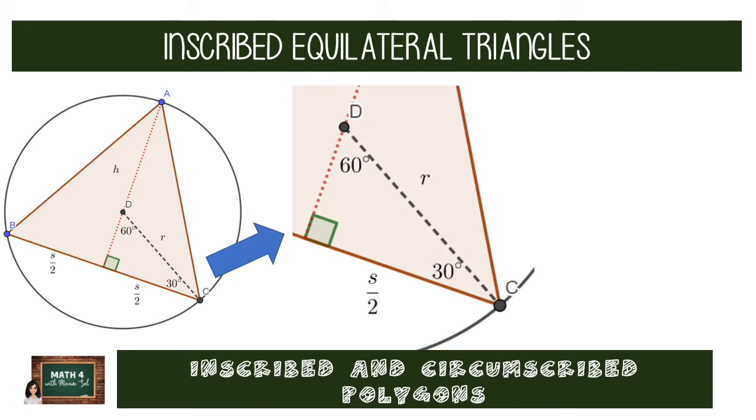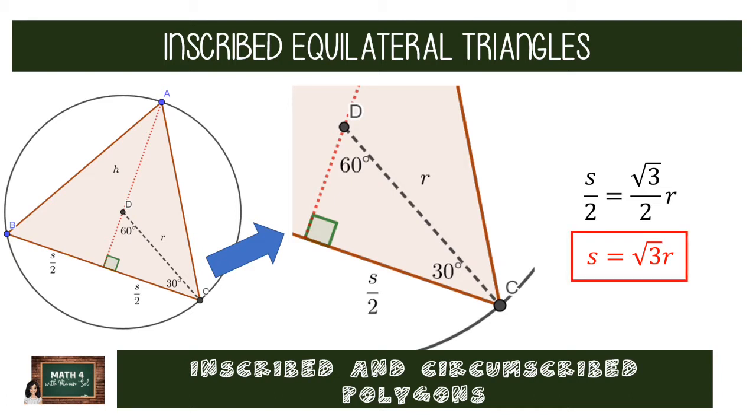As a property of a 30, 60, 90 triangle, we know that the side opposite the 60-degree angle is square root of 3 over 2 times the hypotenuse. In our case, that side is s over 2, so it must be equal to square root of 3 over 2 times the hypotenuse r. Simplifying that further, we get s is equal to the square root of 3 times r. In conclusion, we now know that in an inscribed equilateral triangle, the measure of the side s is equal to the square root of 3 times the radius r.